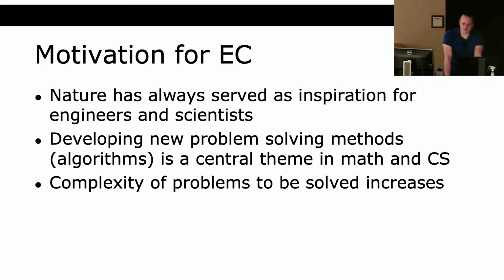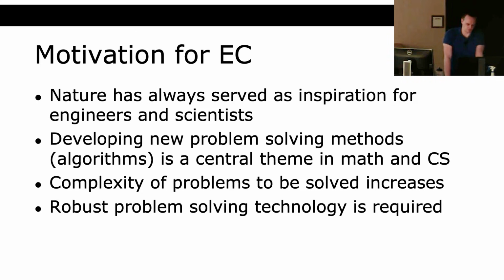So the complexity of problems to be solved increases. If we think of the A-star search algorithm or search in general, this process of try everything that's possible and pick the best one, as the problem space gets more complex, search becomes less and less viable because there are far more things that you want to do and you can't search all of them. So search becomes less viable as the complexity of the problem increases. And so over time, we care about more and more complex problems, and so we need more robust problem-solving technology.